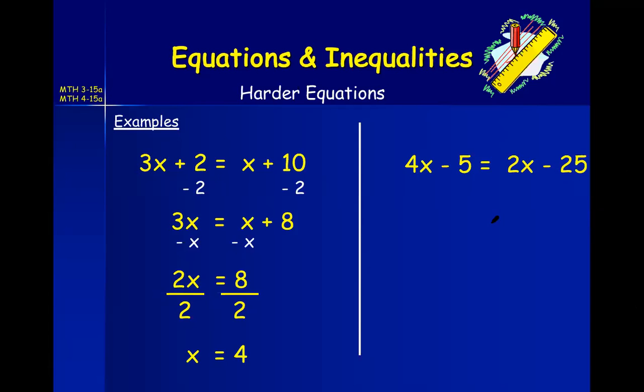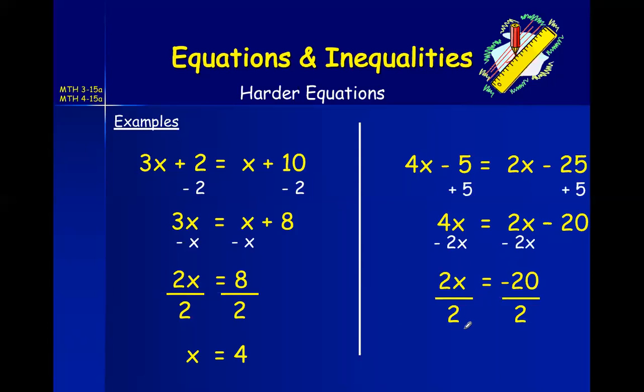Okay, so the way to go through it is using that same kind of method. First thing first, we're going to add 5 on each side to get rid of the -5 on the left-hand side. That means we end up with 4x equals 2x minus 20, because minus 25 plus 5 is minus 20. Then I'm going to take away 2x on both sides, and I end up with 2x equals negative 20. And my last step is to just divide by 2 both sides, which is x equals negative 10.